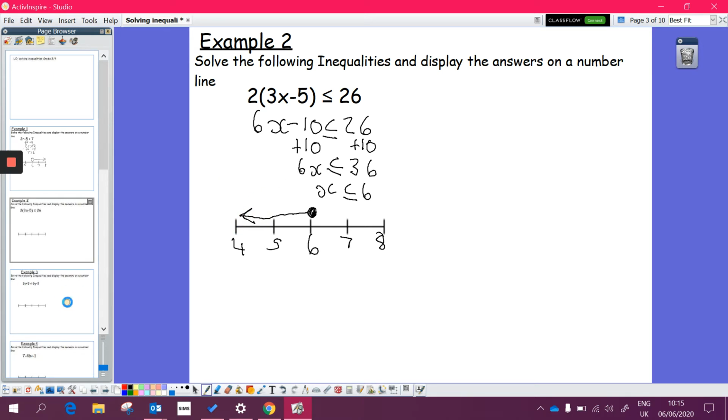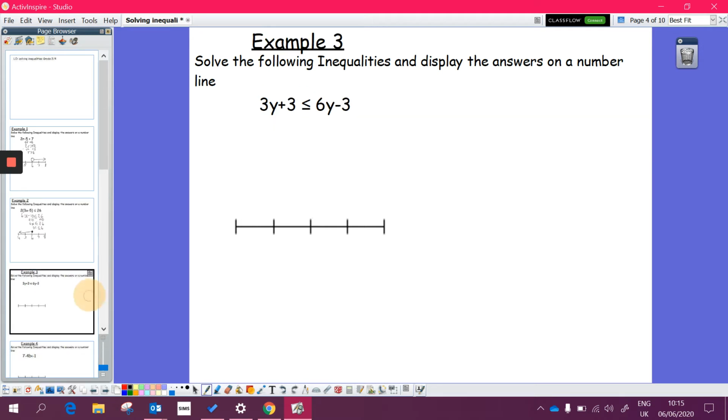And then on to getting that a little bit harder again. So now we've got unknowns on both sides. So first thing, remember, when you've got unknowns on both sides, you need to get rid of the smallest unknown. So get rid of your 3y. So minus 3y, minus 3y. And here we'll be left with 3 is less than or equal to, that's 3y minus 3. And then you can solve your equation like normal.